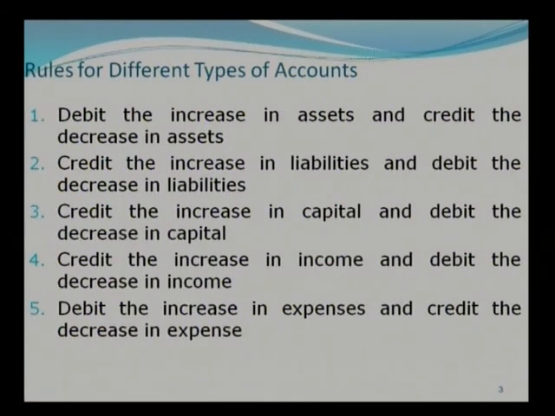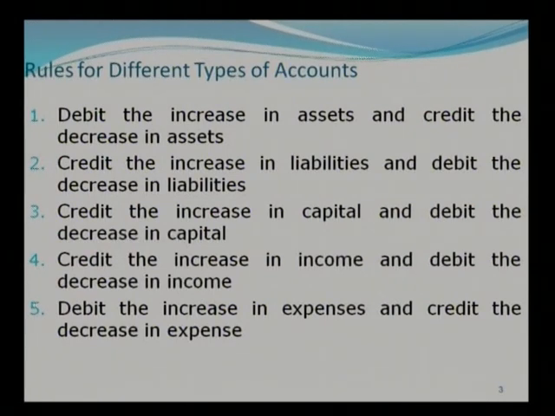The rules for asset account is debit the increase in asset and credit the decrease in asset. Naturally, as I told you earlier also, asset plus means increase in asset is what? Debit the increase in asset, and the rest of the thing is a natural corollary. As I told you, if the increase in asset is debited, naturally decrease in asset would be credited.